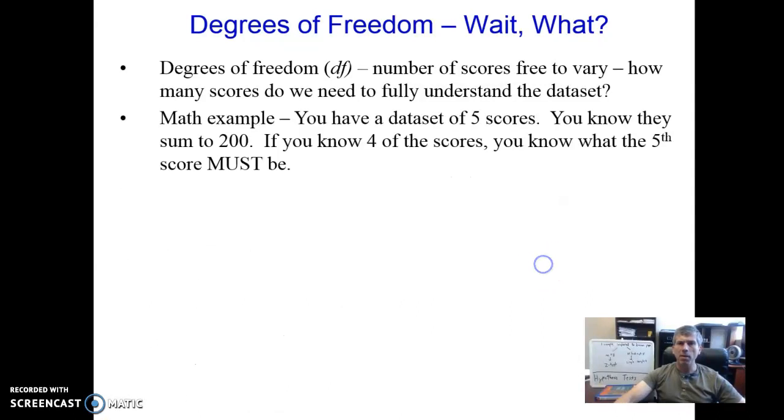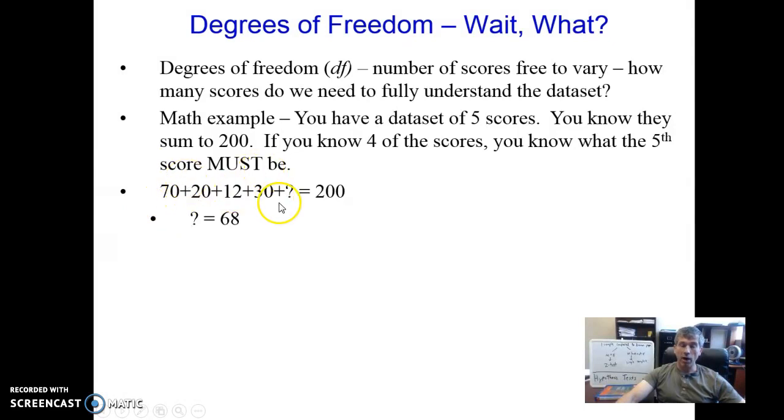Now let's see what this looks like in a mathematical example. Let's say you have a data set of 5 scores and you know that they add up, that the sigma x is 200. If you know any 4 of the scores, you know exactly what that 5th score has to be. How? Just subtract from the total. So if someone tells you 4 of the scores are 70, 20, 12, and 30, all we do is subtract them from 200. That 5th score must be 68. It's what's left over.